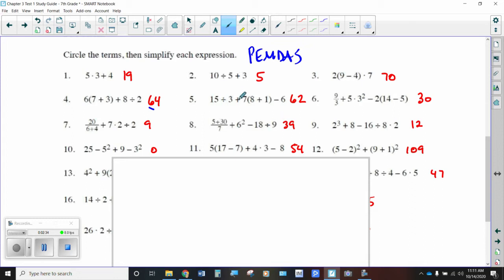Number 5, here's a plus sign and there's a minus sign. So circling the terms, you get 15 divided by 3 is 5. And this is one big term, so we have to do the order of operations.